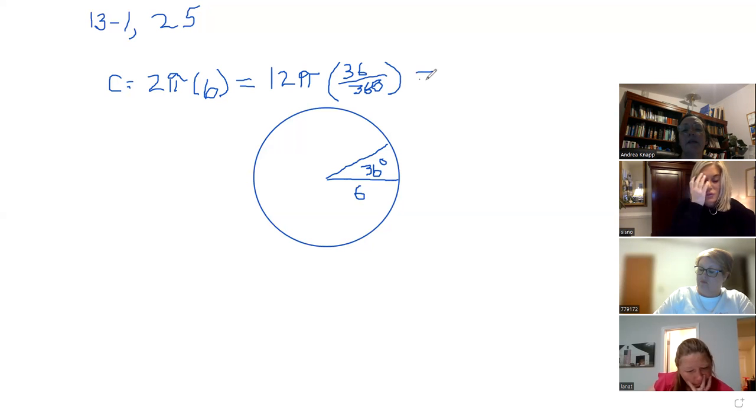And 36 and 360, we can divide both of those by 36. So that leaves us with 1/10. So now we've got 12 pi over 10. Is there anything I can simplify here if I put my 12 pi over 1?